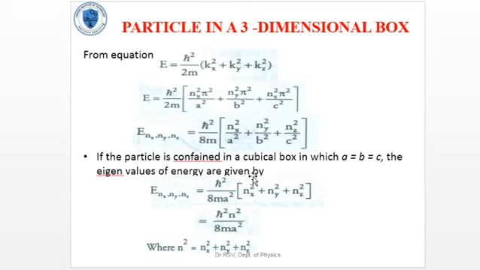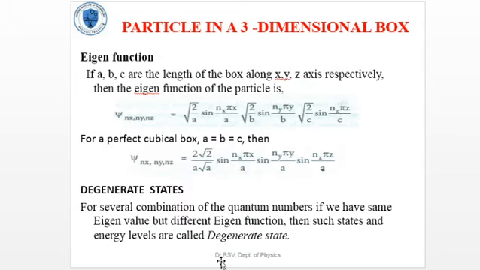If the particle is confined in a cubical box in which a is equal to b is equal to c, the eigenvalues of energy are given by E is equal to h cross squared by 8m a squared into nx squared plus ny squared plus nz squared. This can be rewritten as h cross squared n squared divided by 8m a squared, where n squared is equal to nx squared plus ny squared plus nz squared.